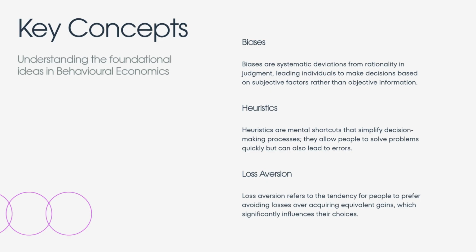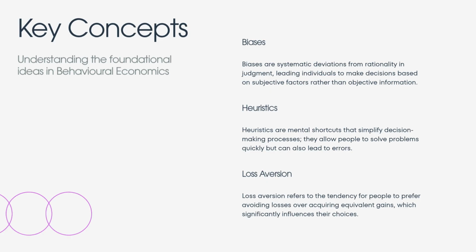Now, let's have a look at the key concepts you need to understand. The first one is biases. They are systematic errors in thinking. For example, overconfidence bias is when someone overestimates their ability, like a student thinking they don't need to revise but still expecting a top grade. It's a systematic deviation from rationality in judgment, where you think you like something more than the other.